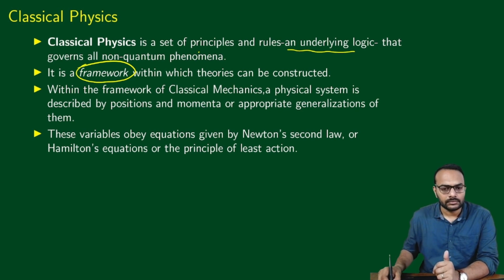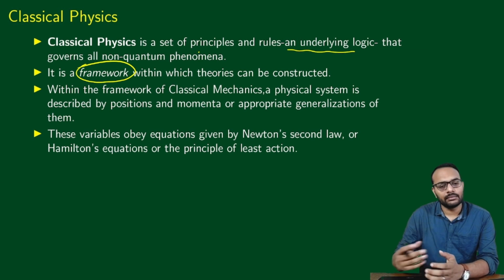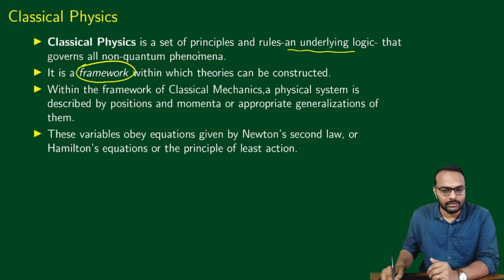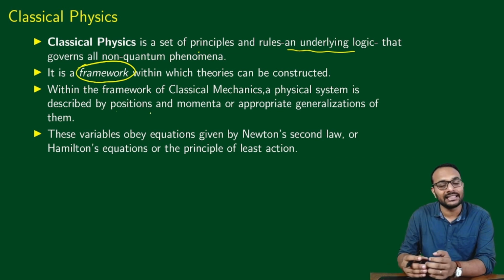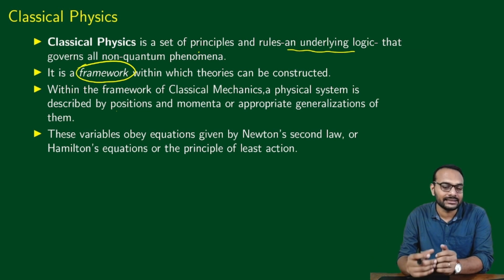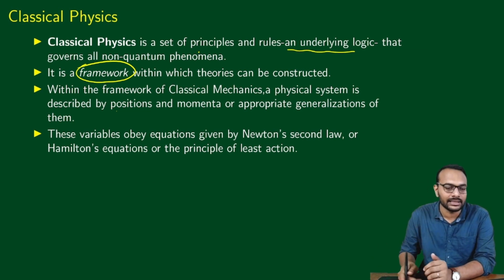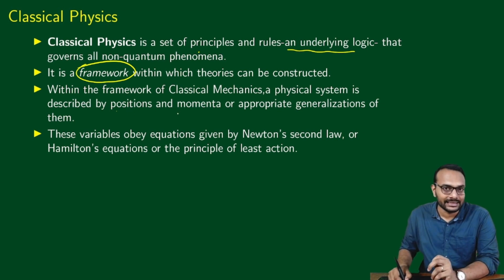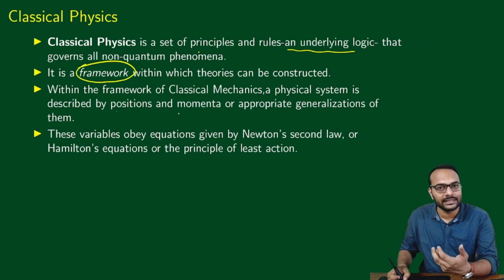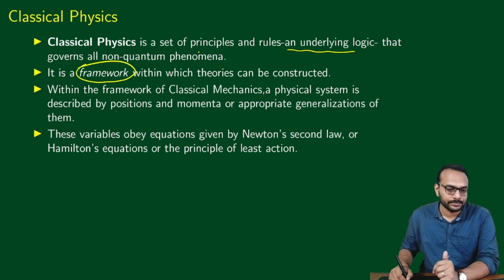So for example, within the framework of classical mechanics, if you look at a physical system, we describe it by positions and momenta. If it's a particle, we talk about the state in terms of the positions and momenta, or we can have some generalizations of these concepts. So we'll either talk about position and momenta or appropriate generalizations. This is the basic logic of classical mechanics.